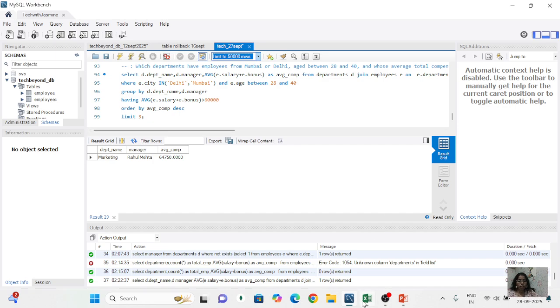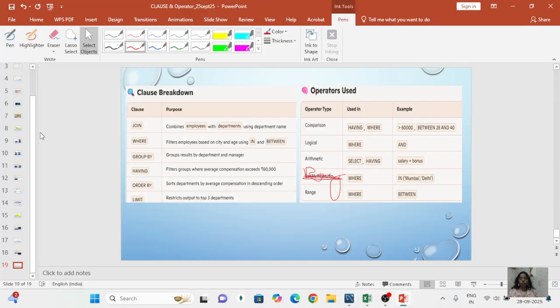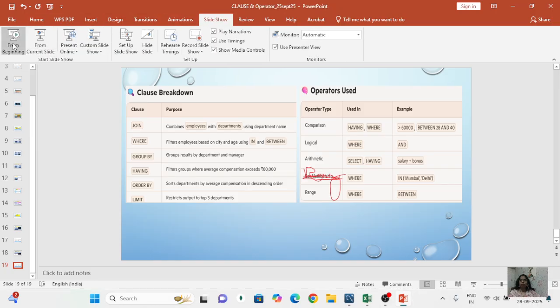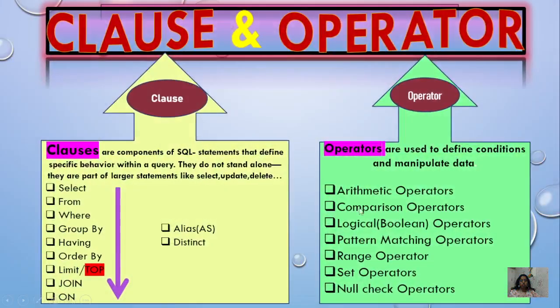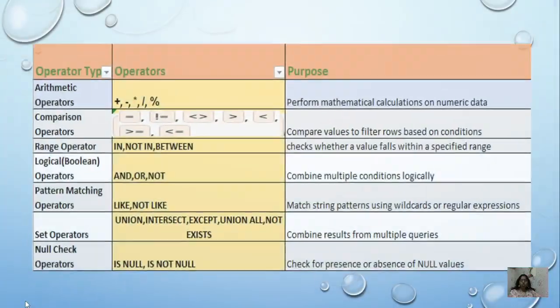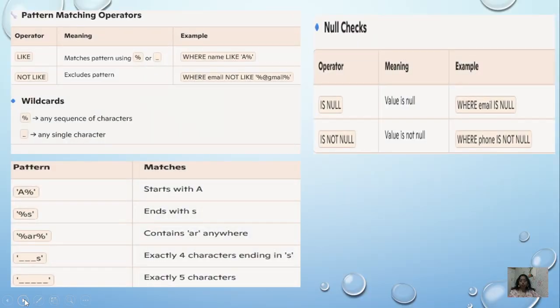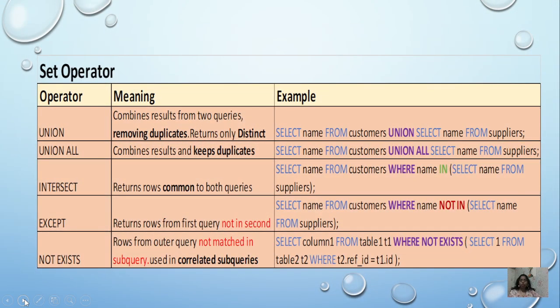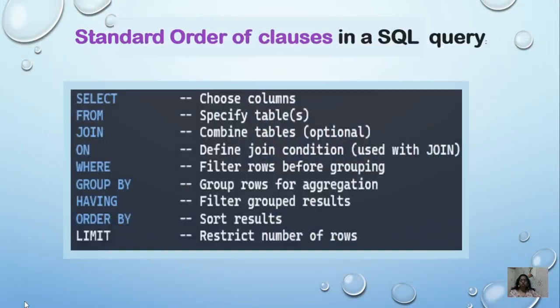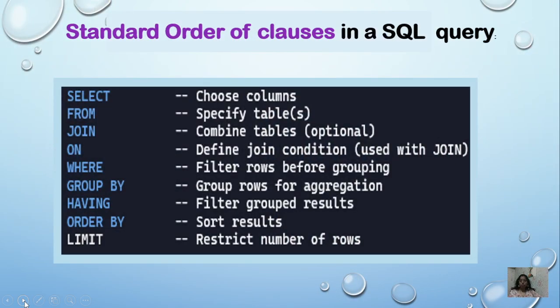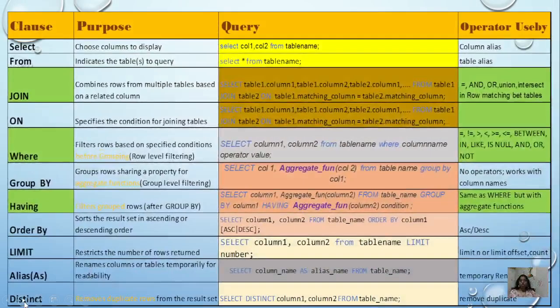So that's it for today. I want to just take you through from the starting. Let's go through it. There are different types of operators, set operators, everything we did. Then standard order: select, from, join, on, where, group by, having, order by, limit. Then clauses, which are used with operators. We made it.